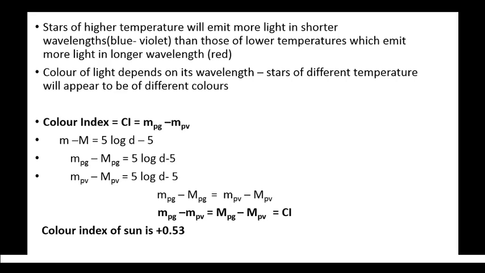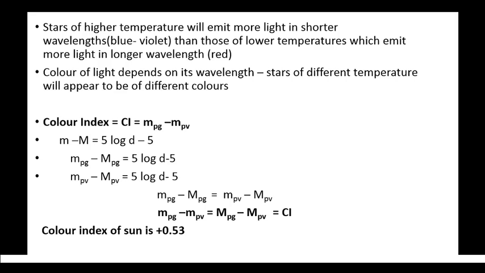We use different methods like photovisual methods, photographic methods, radiometric methods, etc. for the measurement of brightness. But the photographic plates are more sensitive to blue light. That means in the photographic method, these photographic plates are more sensitive to blue light, and in the photovisual method, the plates are more sensitive to greenish yellow light.